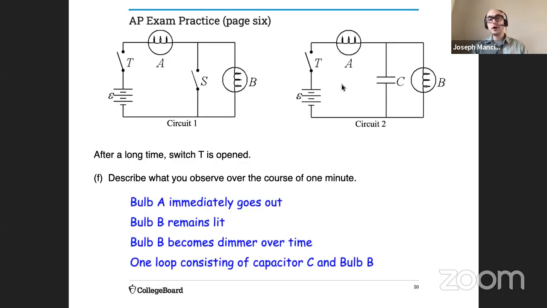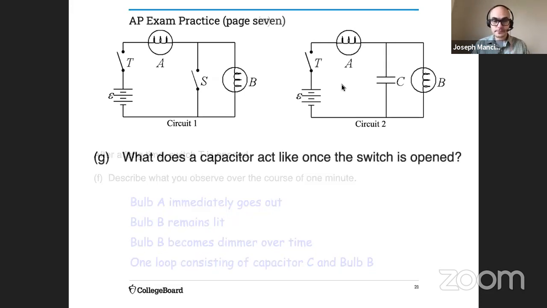So you close the switch, bulb A immediately goes out. You open switch T, bulb A immediately goes out. There's nothing else applying a potential difference across bulb A. Bulb B, however, remains lit but becomes dimmer over time. The current through bulb B decreases over time as the potential difference across the plates of that capacitor goes down. Remember, charge flows until they're at the same potential.